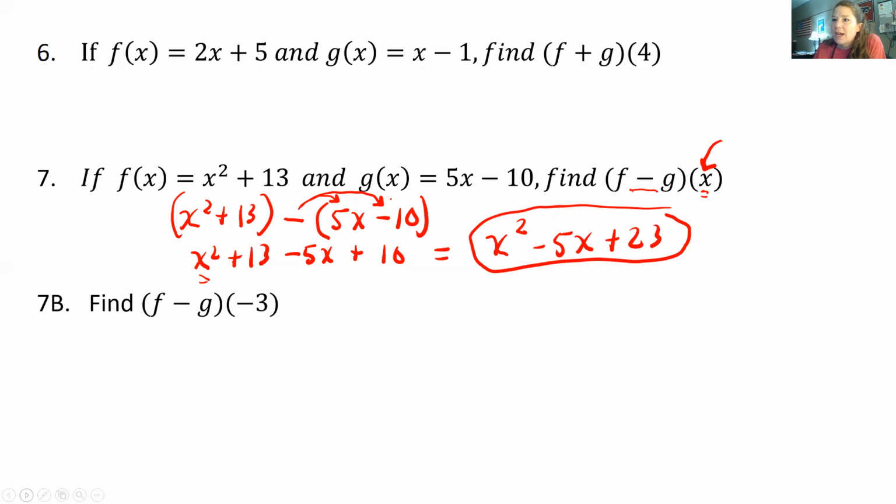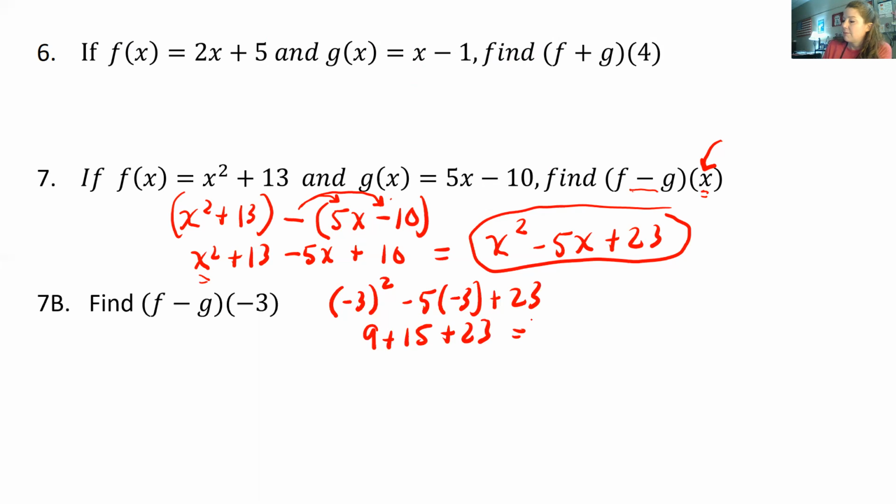Number 8, so now, or is it 7b? Now that we have figured out what f minus g is, now we're going to substitute -3 for x. So we're going to do -3 squared minus 5 times -3 plus 23. -3 times -3 is positive 9. -5 times -3 is plus 15. And then we're just going to add those together. I'm feeling lazy, so I'm going to use my calculator. 9 plus 15 plus 23 is 47.